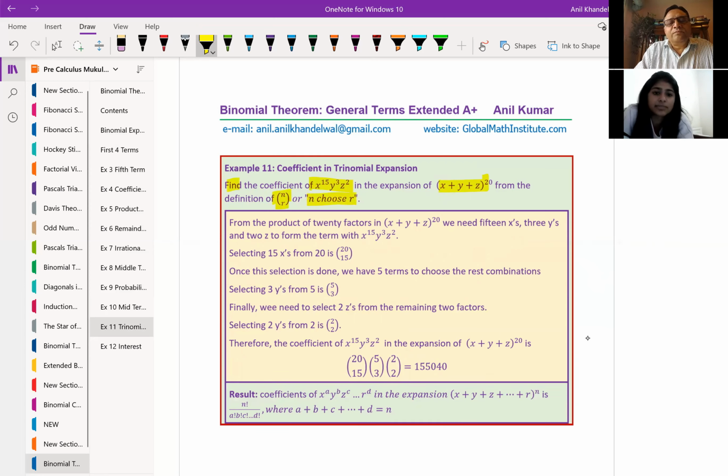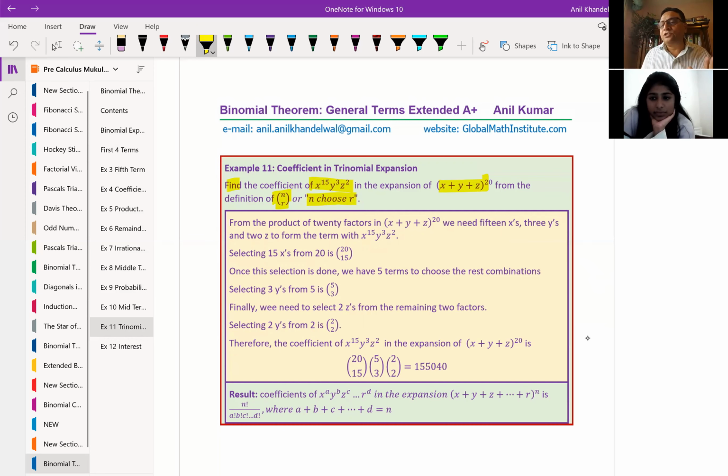Correct. So I'll explain to you, this is also the beginning of the next chapter, and the end of this one. So I'll explain to you the concept of n choose r. And then from there itself, we will actually get the coefficient of a trinomial expansion.